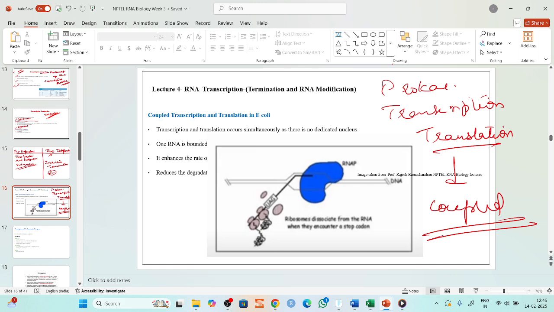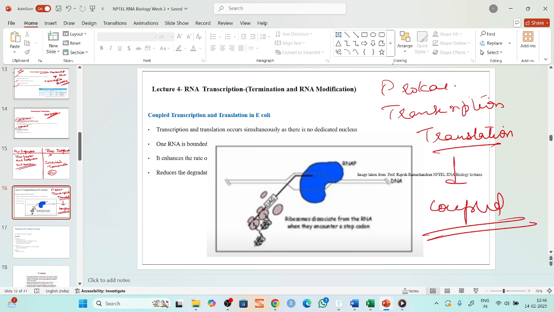What can be the reason? Think. In the case of eukaryotes, we have a nucleus, whereas in the case of prokaryotes, we do not have the nucleus. That means in the same cytoplasm, transcription and translation both will happen because we don't have a well-defined nucleus and separate compartmentalization.